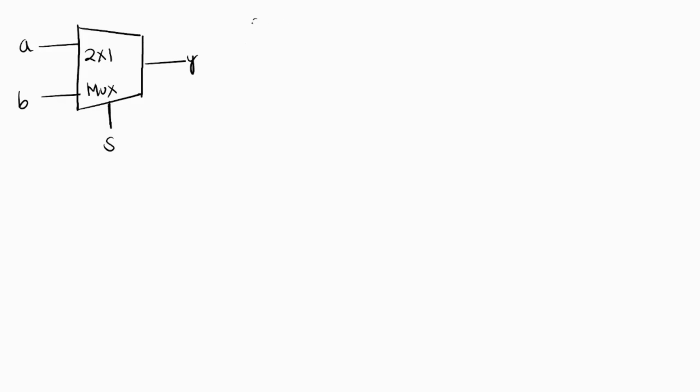So in digital you wrote Shannon's equation. What is Shannon's equation? When S equals 0, A is connected to the output. When S equals 1, B is connected to the output. So that means you can write Y equal to S bar A plus S into B. Now just draw the logic diagram.